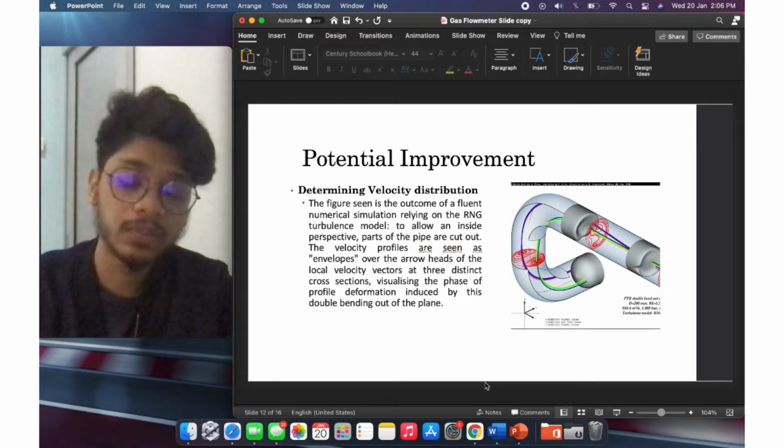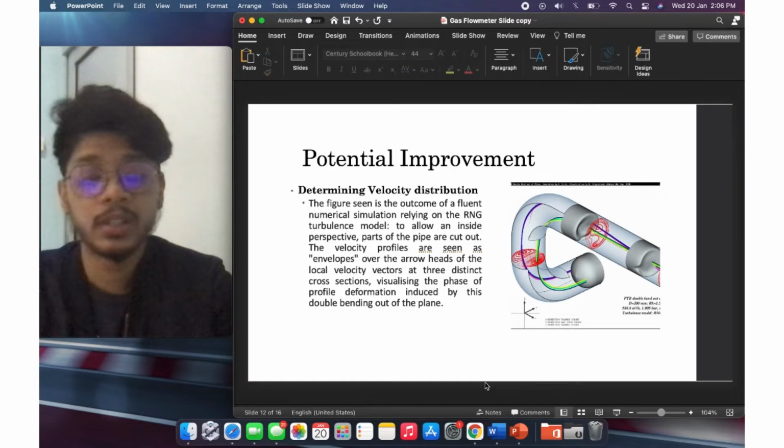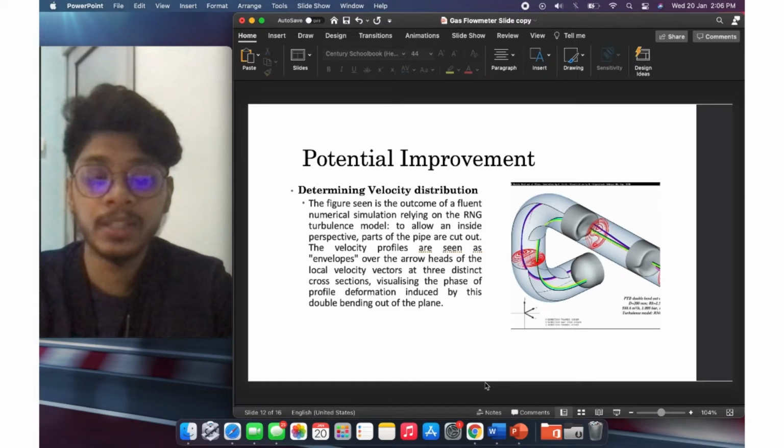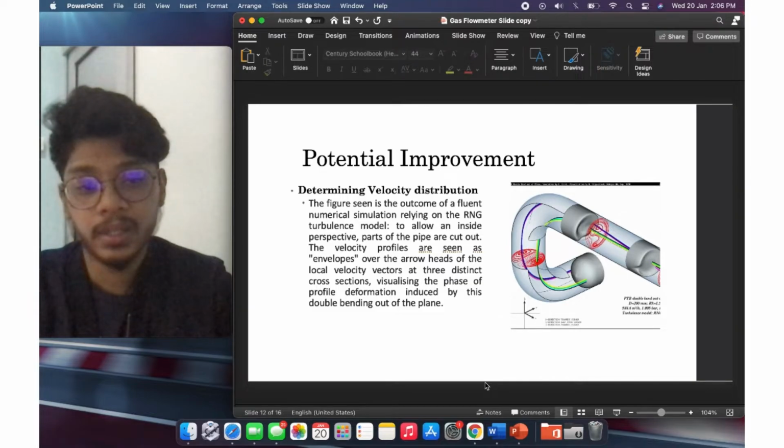I'm NORDIN, and I will be presenting about the potential improvements that can be done to the ultrasonic gas flow meter based on the case study that has been mentioned by my roommate.